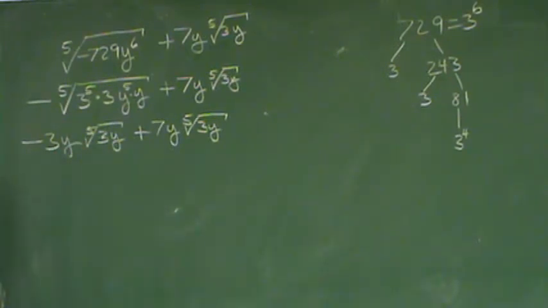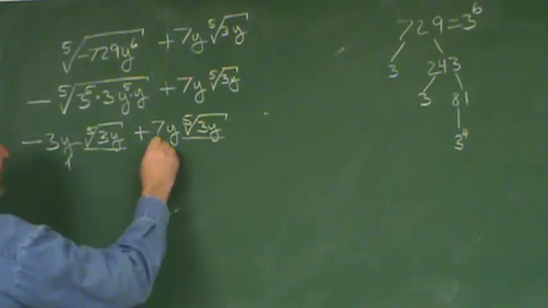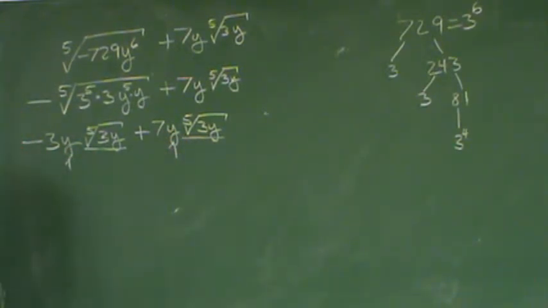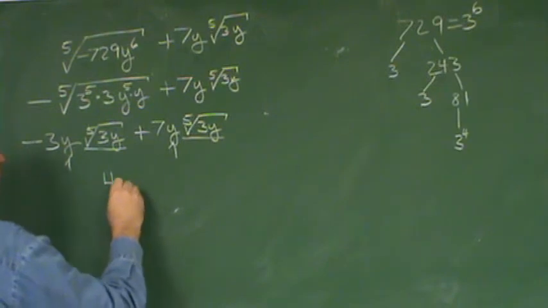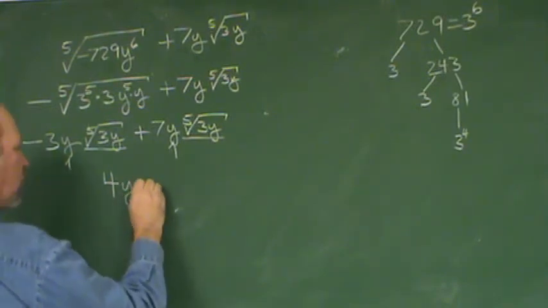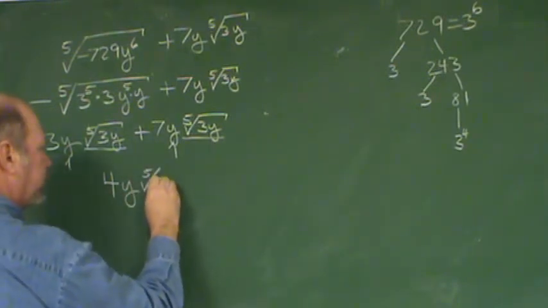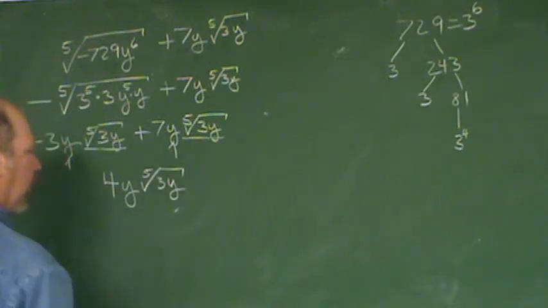But if you look at it, the radical part, the fifth root of 3y, fifth root of 3y is exactly the same. Not only that, the variable part, y and y, is exactly the same. So these terms are like, we can combine them. Negative 3 plus 7 is 4. So our final answer is going to be 4y times the fifth root of 3y.